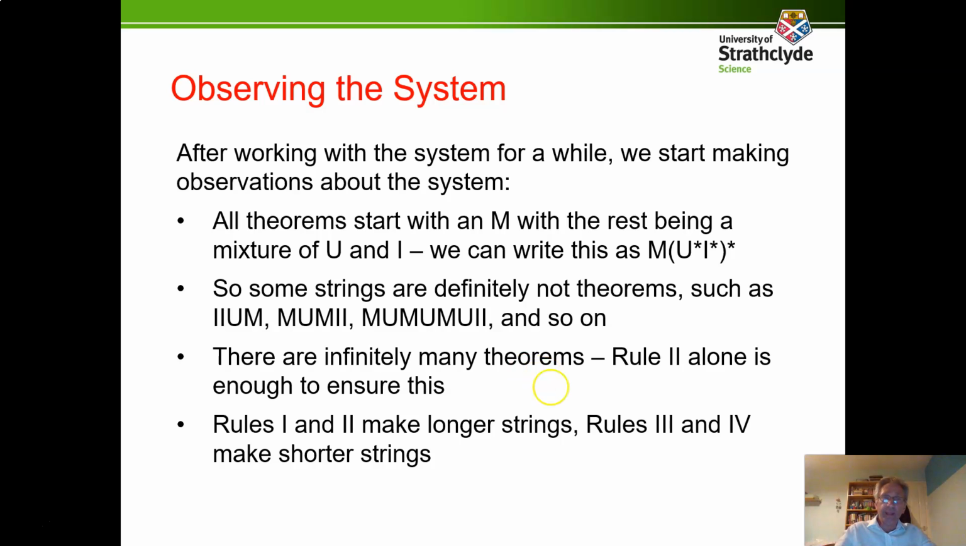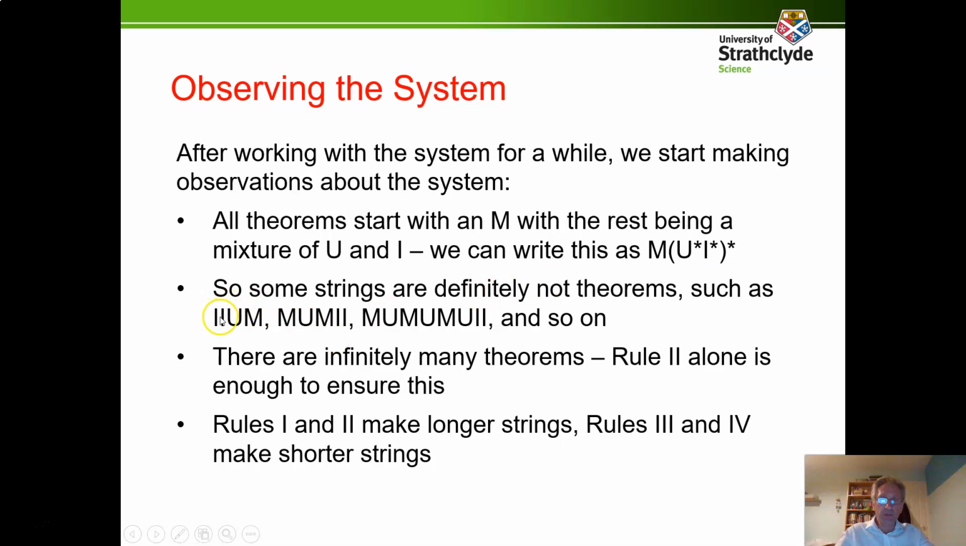So we can write that as what's called a regular expression. That's what this thing is here. This M U star I star, all star. That means that it's an M followed by 0 or more U's, followed by 0 or more I's, and the whole thing repeated. Then that basically just says it's strings followed by some U's and some I's.